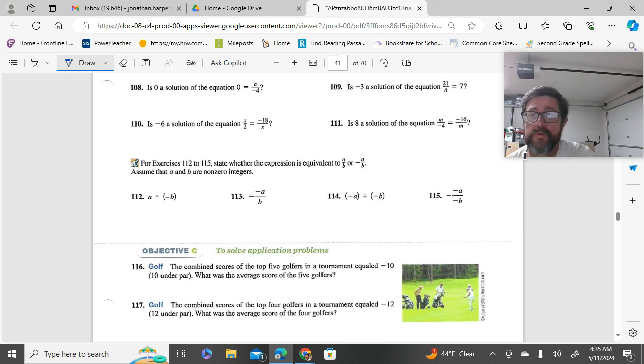And it asks you for stuff up here. Ooh, this one, number 109, is kind of tricky. It says, is -3 the solution of the equation 21 divided by -3 equals 7? And it is no. 3 would be your answer, but not -3. And I like integers. I really do. I find integers to be a lot of fun because they make you think.